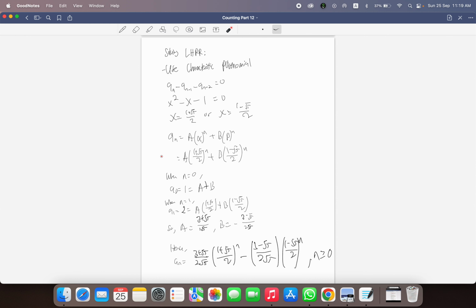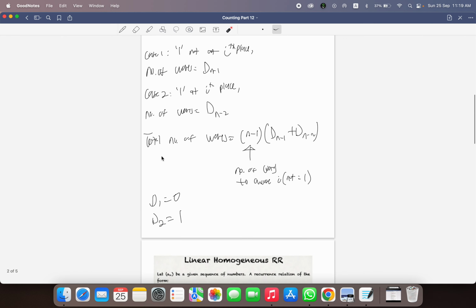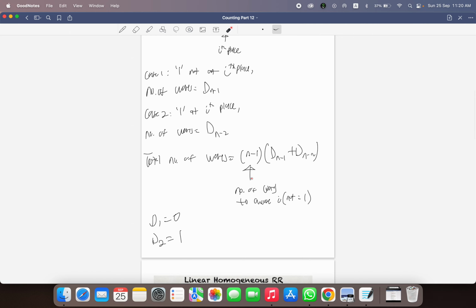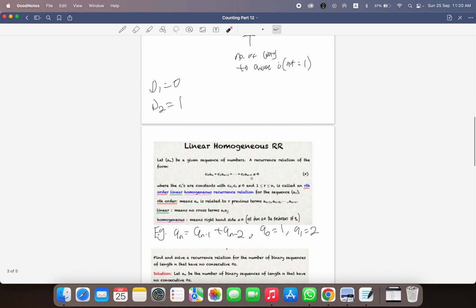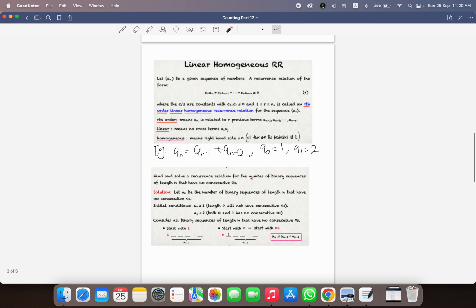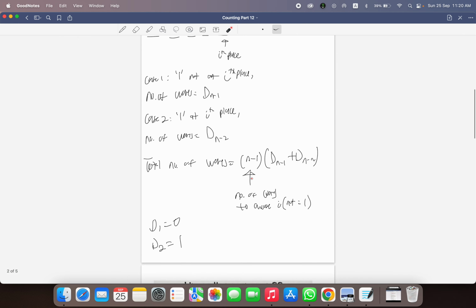Hence, for linear homogeneous recurrence relations, you are able to solve for the closed form formula. But sometimes, like in the case of derangement, it is not so simple to solve for a closed form. But if you simplify it, you are able to use a computer to run your code.